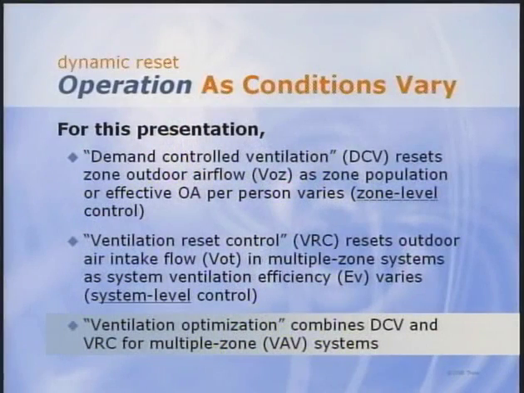Demand-controlled ventilation applies to occupied zones, while ventilation reset control applies to multiple zone systems. Standard 62 allows designers to combine these two dynamic reset approaches. Zones can use demand-controlled ventilation to adjust for population changes, and the system can use ventilation reset control to adjust for efficiency variations due to changes in airflow. Trane calls this combined approach ventilation optimization.